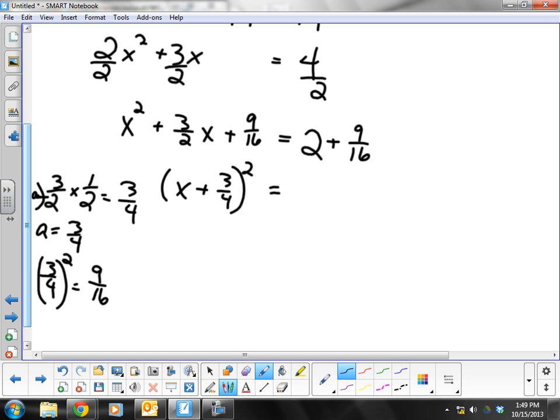So that's going to be equal to 2 and 9/16. So if you just want it as one fraction, that's 2 over 1, which is the same thing as 32 over 16, isn't it? Because 2 times 16 is 32. Right? 2 over 1, but I want the 2 over 1 to be written as a 16th. So I've got 32 over 16 plus 9 over 16, which gives me 41 over 16.